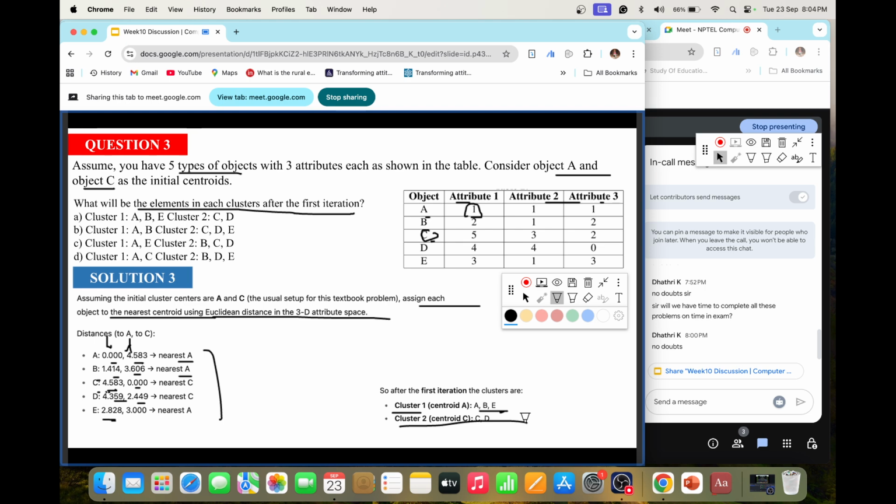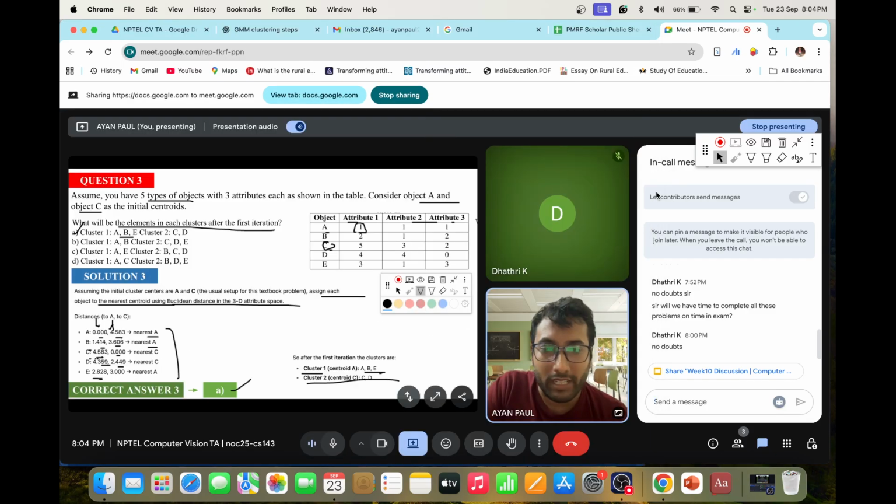Okay, so A, B, E will belong to cluster 1, and C, D will belong to cluster 2. Option A is your correct answer. This is how you have to do it, so you can easily solve it. Option A is your correct answer. Okay, so this is regarding question number 3.